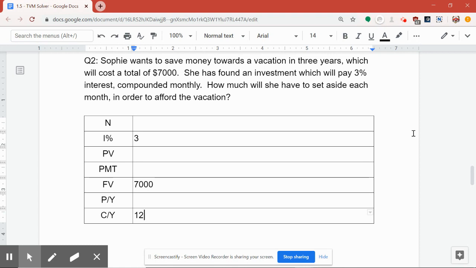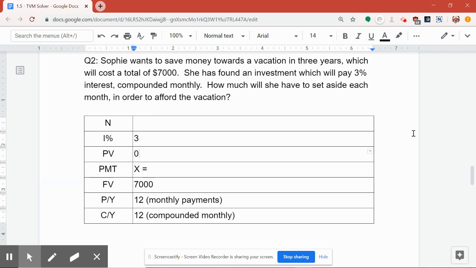And then we're asked how much will she have to set aside each month? So she's making monthly payments. So this 12 is because the investment was compounded monthly. This is 12 because there are monthly payments being made. So the values are the same for this question, but they come from different places. How much will she have to set aside each month? So we're trying to figure out what those monthly payments are.